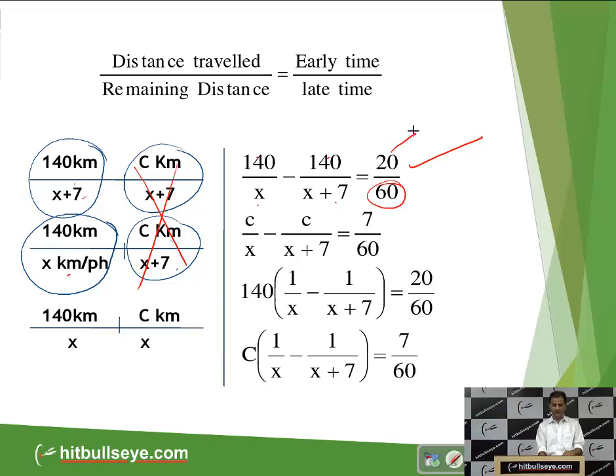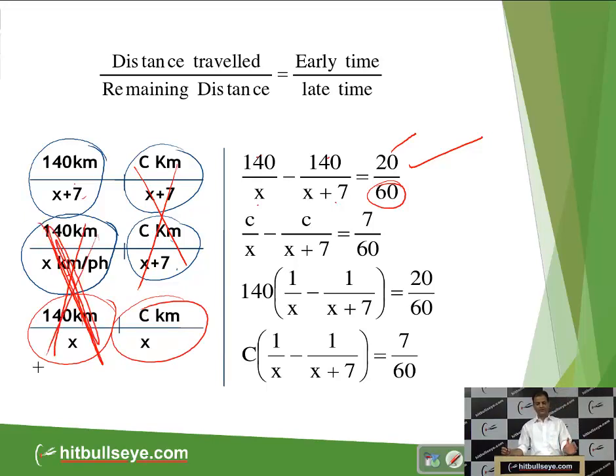Similarly, we can write the second equation: had he traveled the whole distance at the original speed, that means the 140 km at speed x and the remaining distance c at speed x. Now you can straightaway say that for the 140 km, because the distance is the same and the speed is the same, the time will be the same. Now he is late. Why? Because initially he traveled the c km at speed x plus 7, and now at x. Again we write the second equation: distance by speed is time, the difference of the two timings is 7 by 60. When you solve this, you will find 140 common, 1 by x minus 1 by x plus 7, equal to 20 by 60.